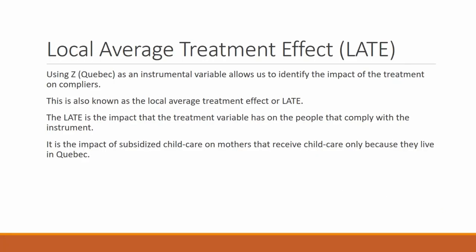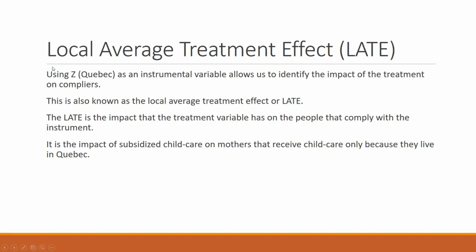The local average treatment effect, this is what it is. This is where we use the instrumental variable. We use Z, Quebec, as the instrumental variable. And this allows us to identify the impact of the treatment, the impact of lower cost childcare, on compliers. So this is known as the local average treatment effect. The impact of the treatment on compliers is the local average treatment effect. We find the local average treatment effect when we use the exogenous variable Z as an instrumental variable.